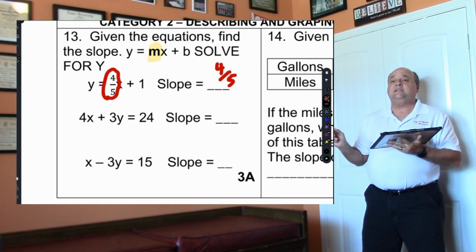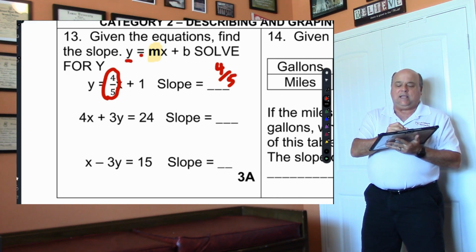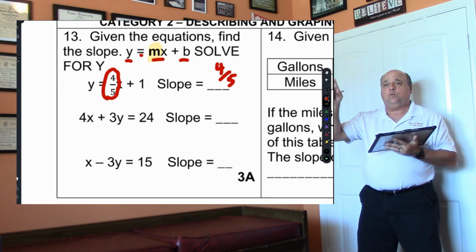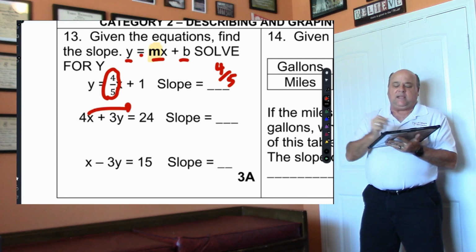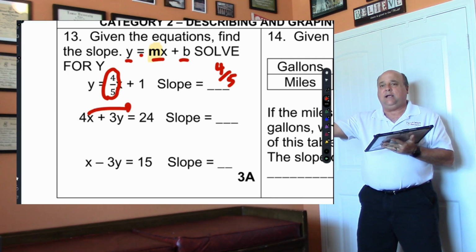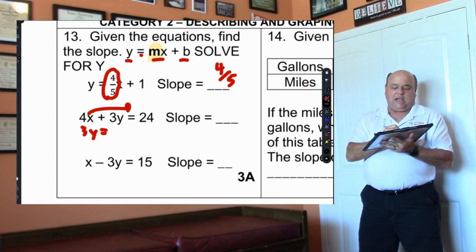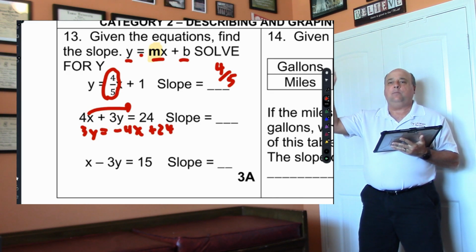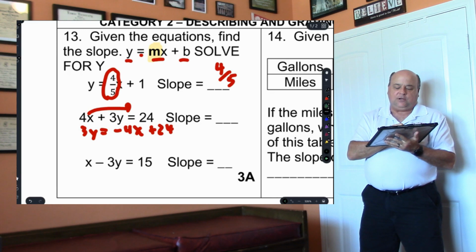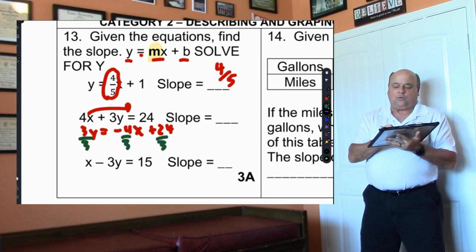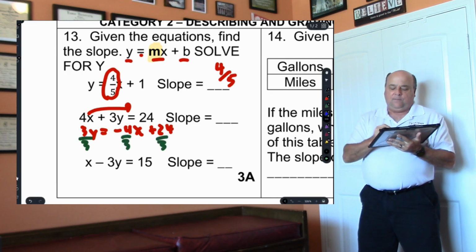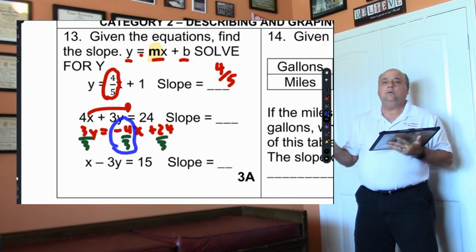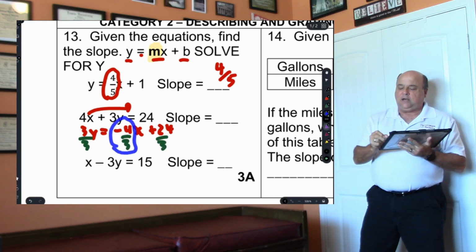Now then on this one, it's not in the right order. We want y equals x and a number. So I need to move the x over. I need to make it y equals x and a number. I'm going to get 3y equals, if I move the positive 4x over, it's negative 4x plus 24. All I'm caring about is the number in front of x. The next thing I got to do is divide by 3. And I got 3 numbers to divide by 3. This right here will be my slope. So my slope is going to be negative 4 over 3.